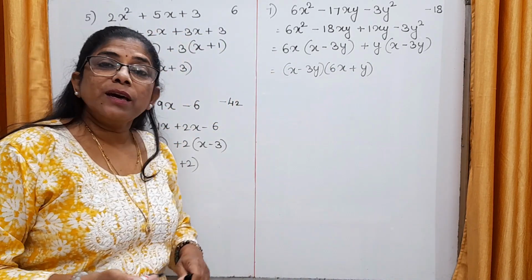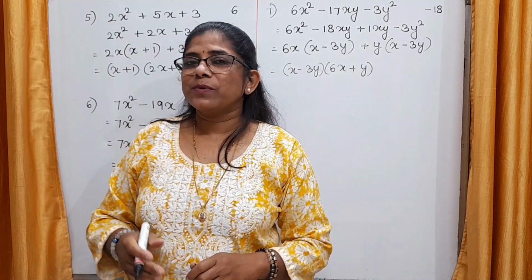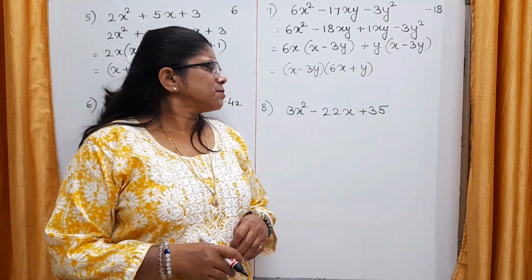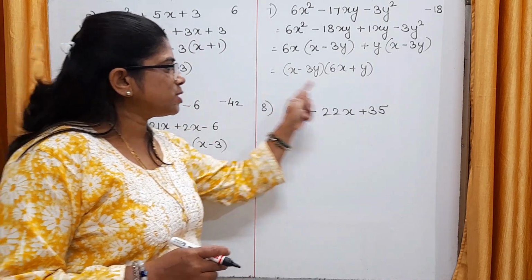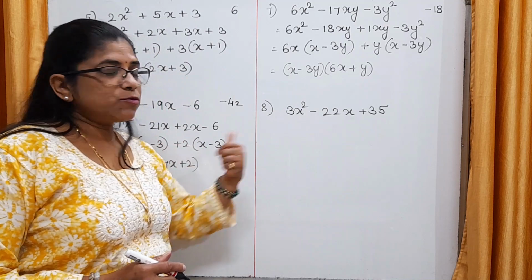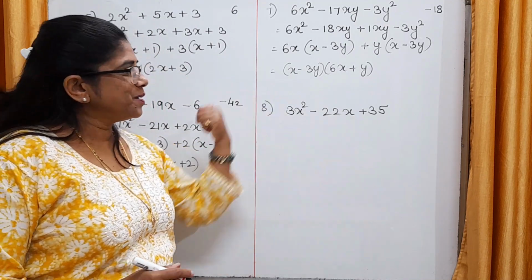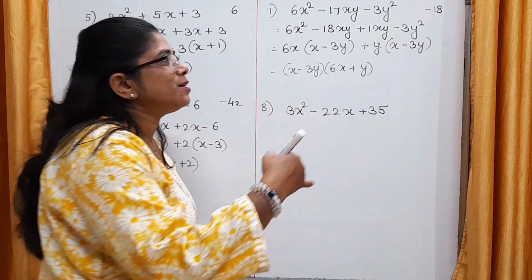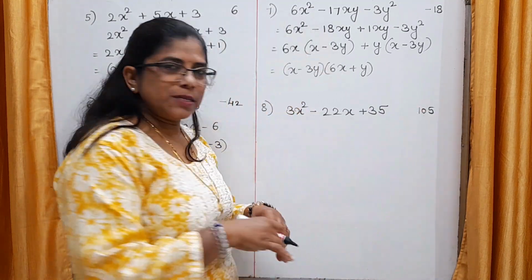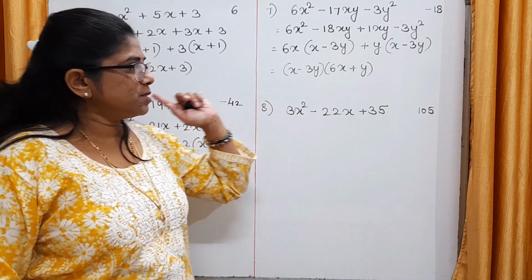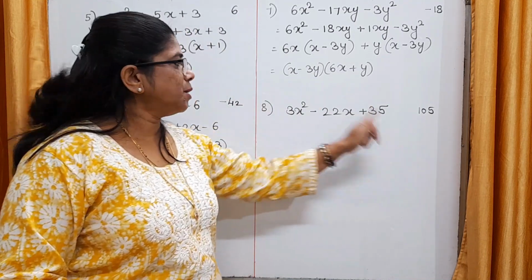Now let's move to the last example of this video. Comparatively, this is a simple example. 3x² - 22x + 35. Now what we have to do? Multiply the first and last term. 3 into 35, the product is 105. It's plus 105. So the product is plus 105 and the sum is 22.